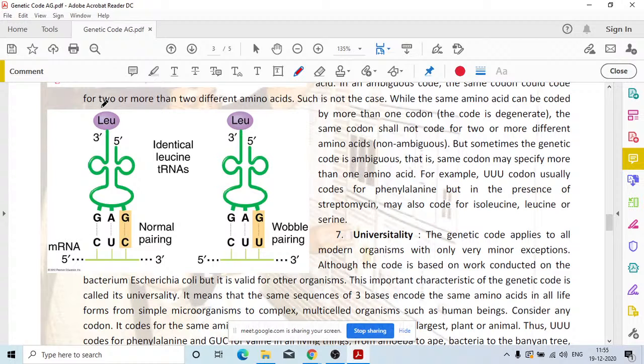Then you have the codon pairing. So for leucine, if the anticodon is GAG, and in the mRNA it is CUC and CUU, the last base is wobble. It is not a very firm pairing. Wobbling means it is not very firm. So in both cases leucine will come, even if it is CUC or CUU on the mRNA. This is codon-anticodon pairing: this is the anticodon here and this is the codon on the mRNA. Whatever it is, leucine will come with either of these two because the third base is weak.